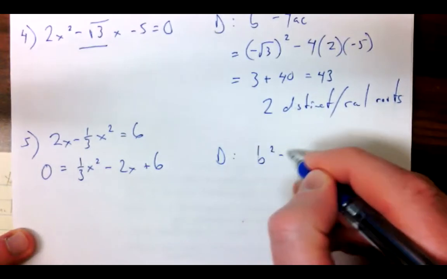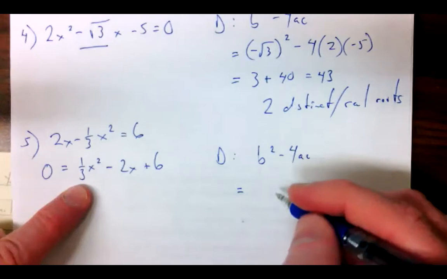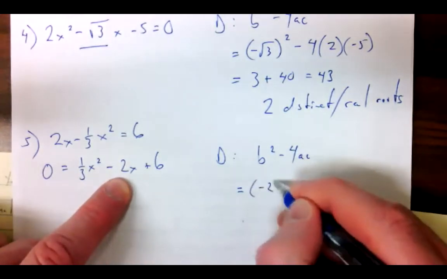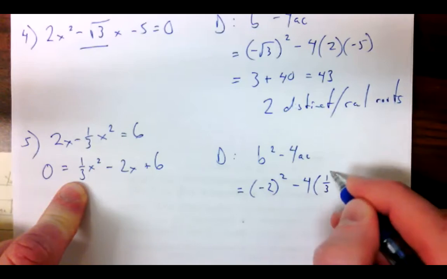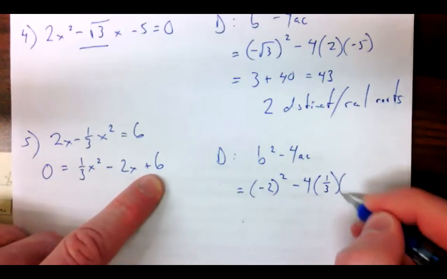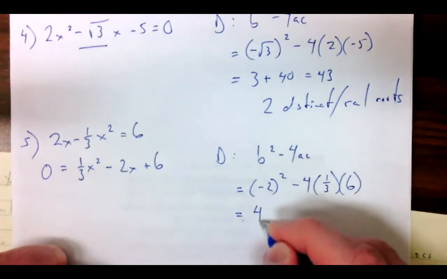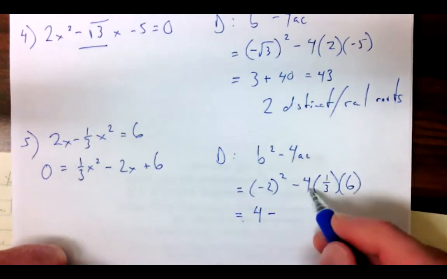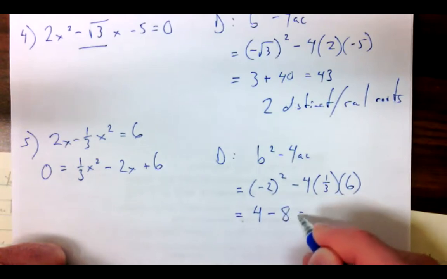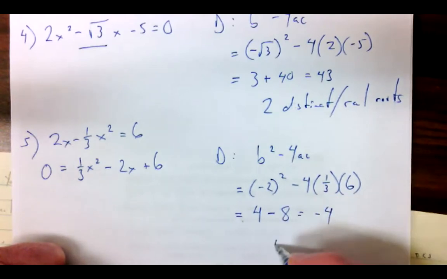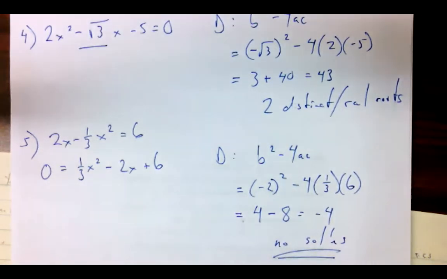Discriminant, b squared minus 4ac. So b is one, no it isn't, it's negative 2. Negative 2 squared minus 4 times a, which is 1/3, and times c, which is 6. That'll help with our 1/3. Negative 2 times negative 2 is 4 minus 4 times 6 is 24. 24 divided by 3 is 8. Well, looks like it's negative anyway. 4 minus 8 is negative 4, so no solutions.